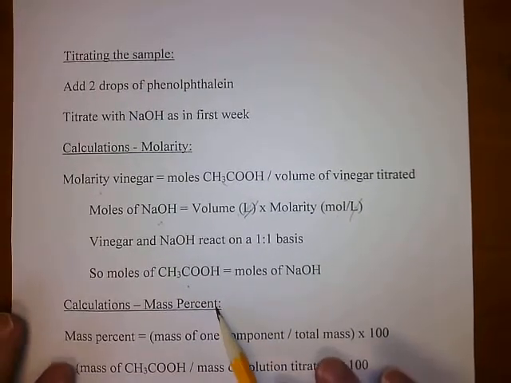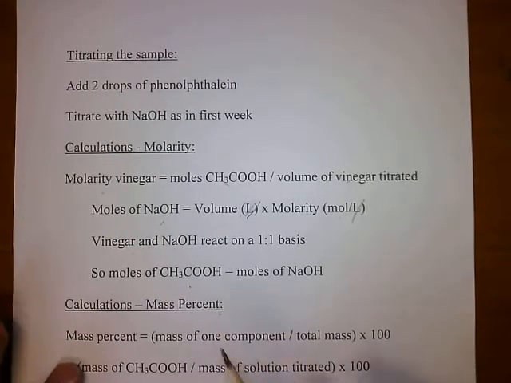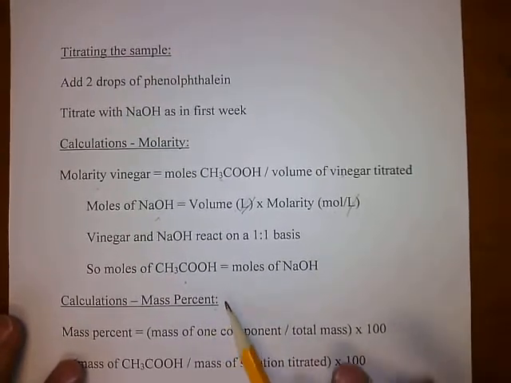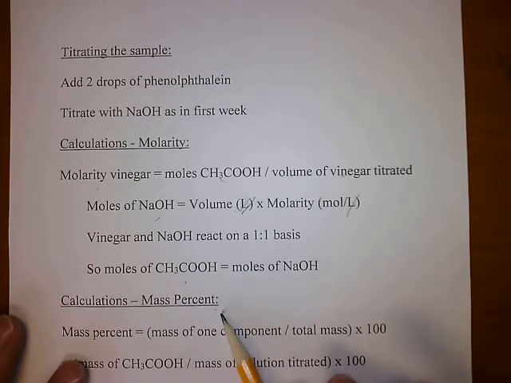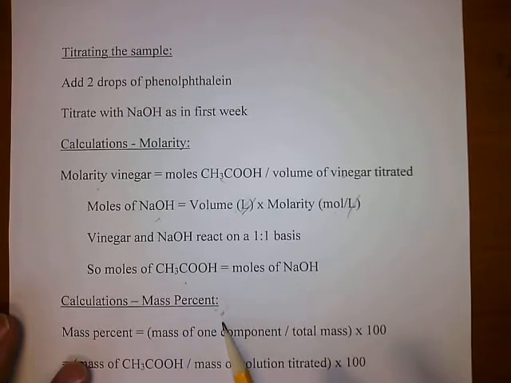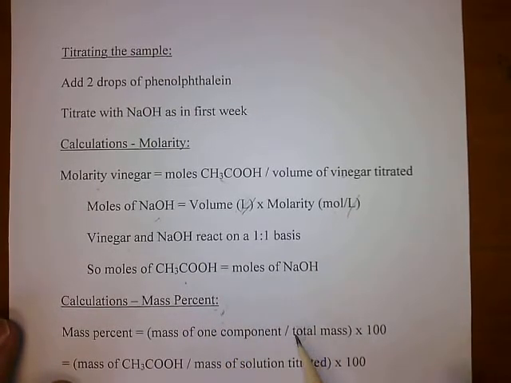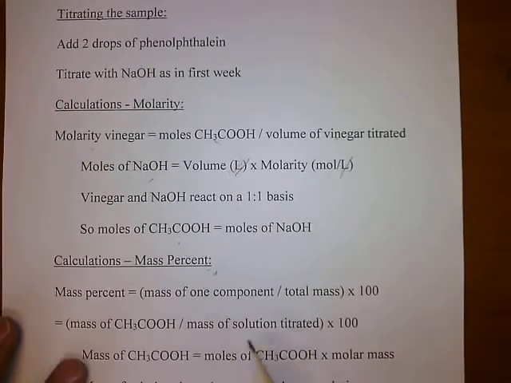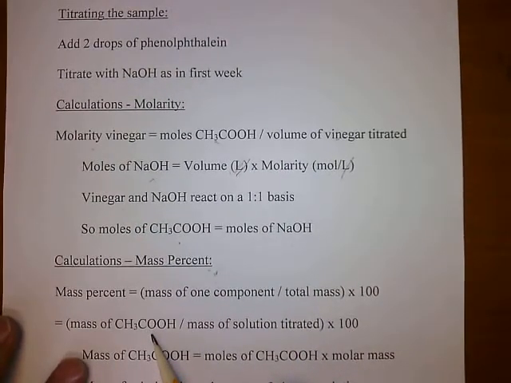Now how do you do the calculations for the mass percent? This is why we had to know the mass of the vinegar that we titrated. So the mass percent is the mass of one component divided by the total mass. So in this case, it's the mass of the acetic acid in the vinegar divided by the mass of the solution, or the mass of vinegar titrated. You see, vinegar is not pure acetic acid. It's a solution of acetic acid dissolved in water.